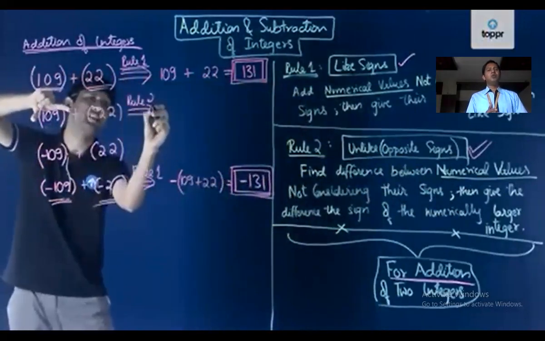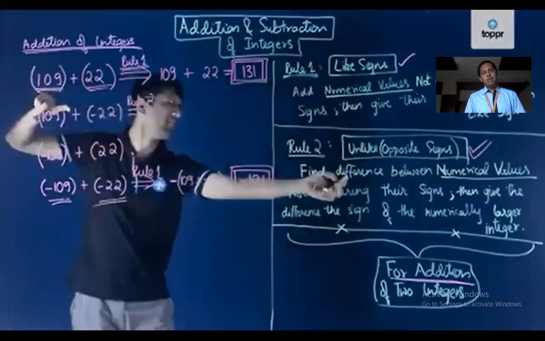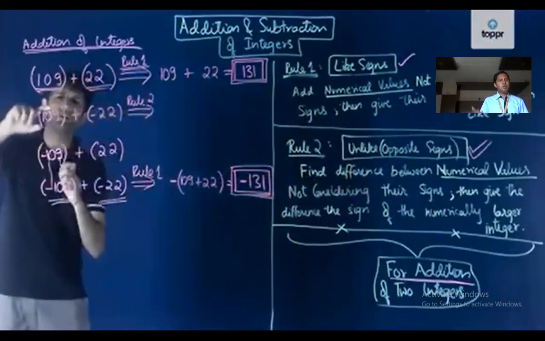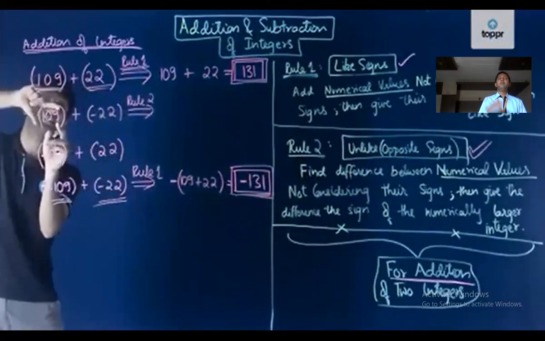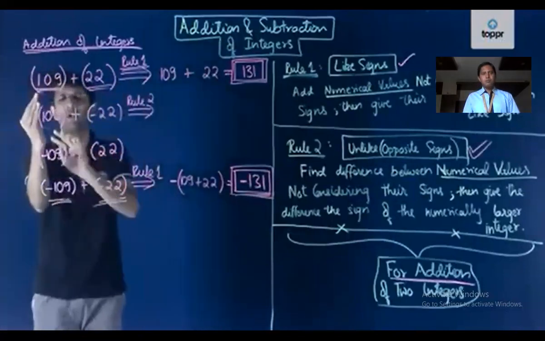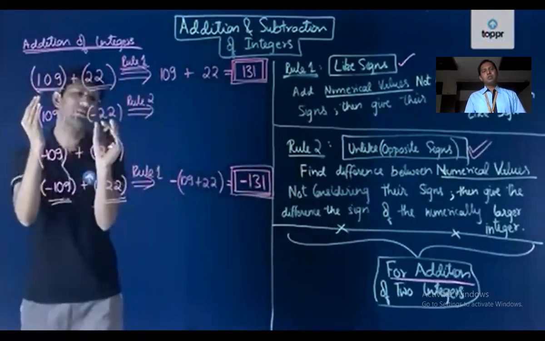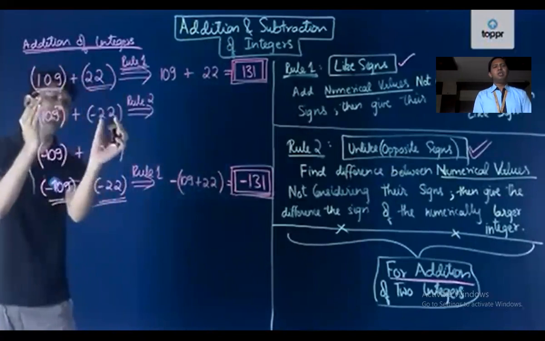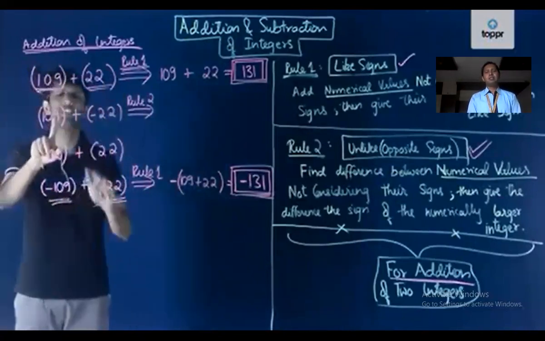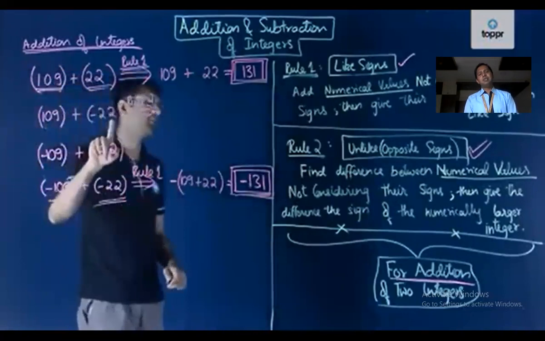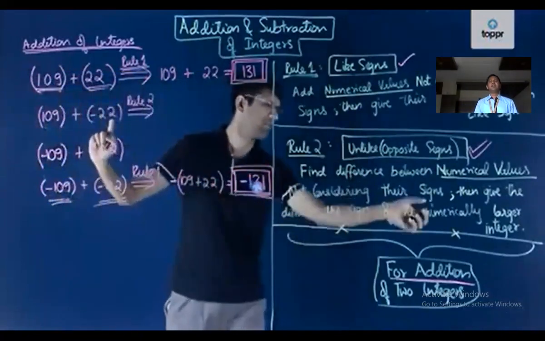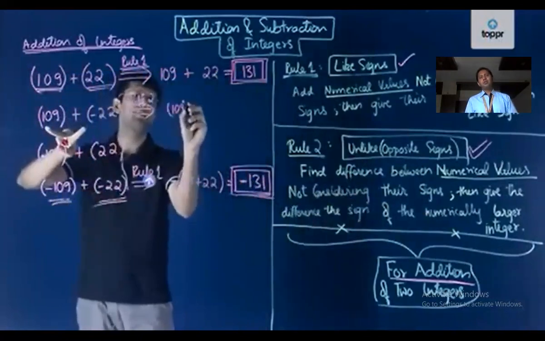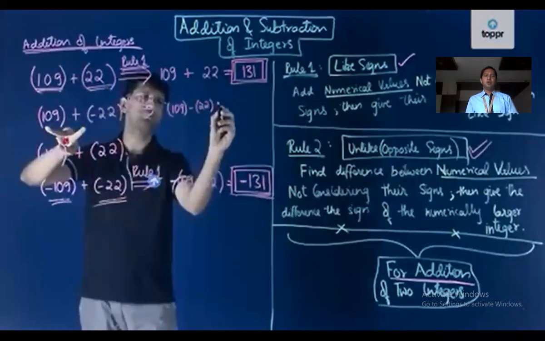So we'll apply rule 2 here. 109 and 22, we need to find the difference. We cannot subtract 109 from 22, so we'll consider 109 minus 22. In this case, we need to subtract 22 from 109 and keep the sign of the bigger number, or the larger numerical value. The larger numerical integer is 109 over here, as 109 is larger than 22 without considering their sign. So we'll do 109 minus 22.